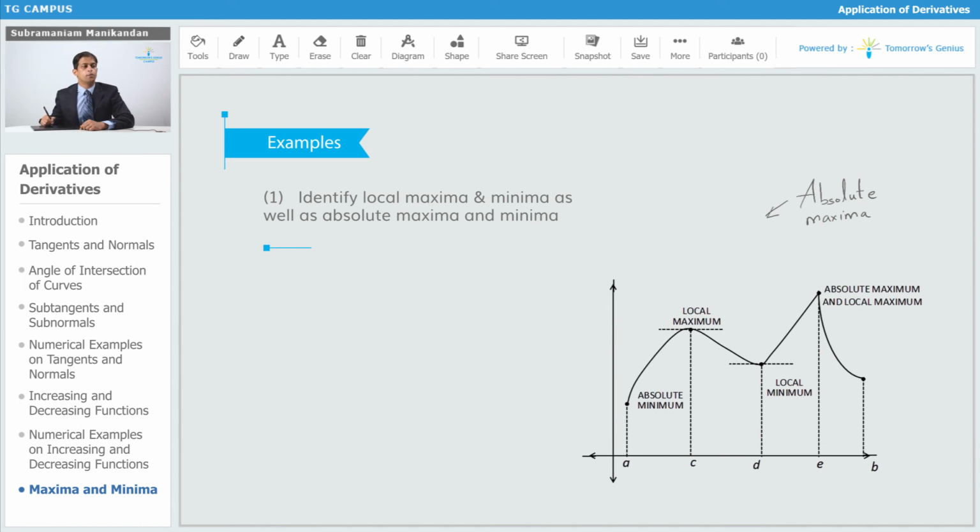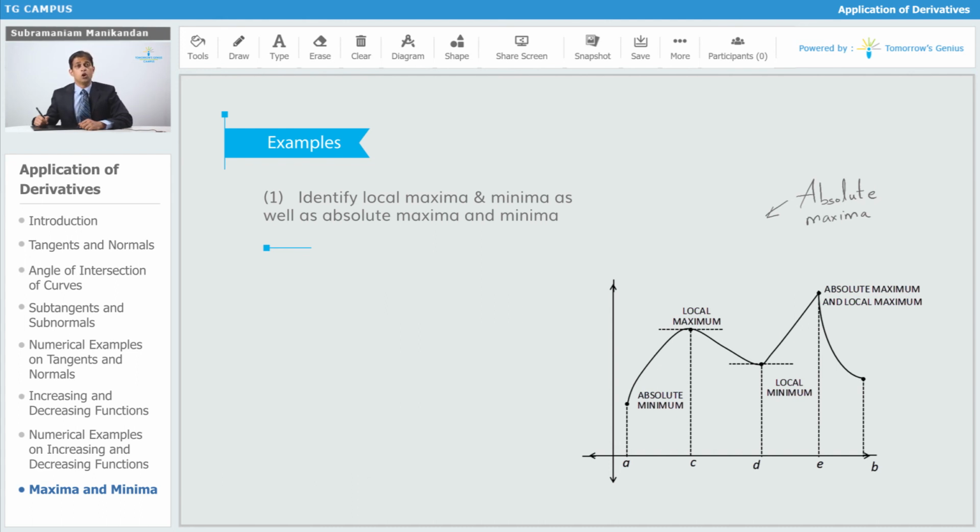Okay, what about the point x equal to b? Can we say that it is a local minima? No, because x equal to b is an endpoint of the function, and at endpoints we are not allowed to define that point as local maxima or local minima. So x equal to b is neither a local maxima nor a local minima, nor is it even an absolute minima, because absolute minima was obtained at the point x equal to a.